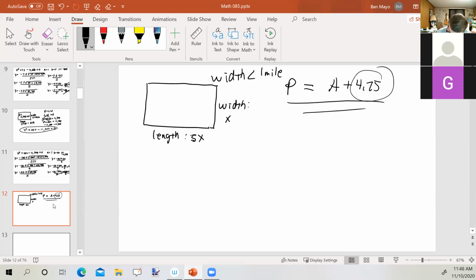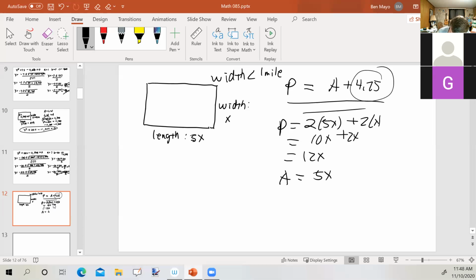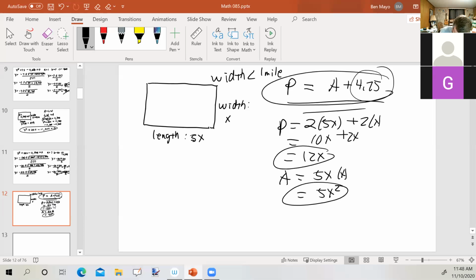So the perimeter is what? 2 times the length plus 2 times the width. So the perimeter would be 2 times the length plus 2 times the width, which is 10x plus 2x is 12x. Okay. The area is 5x times x, which is 5x squared. So using this equation, we're going to put that in for P and that in for A. We're going to get 12x equals 5x squared plus 4.75.